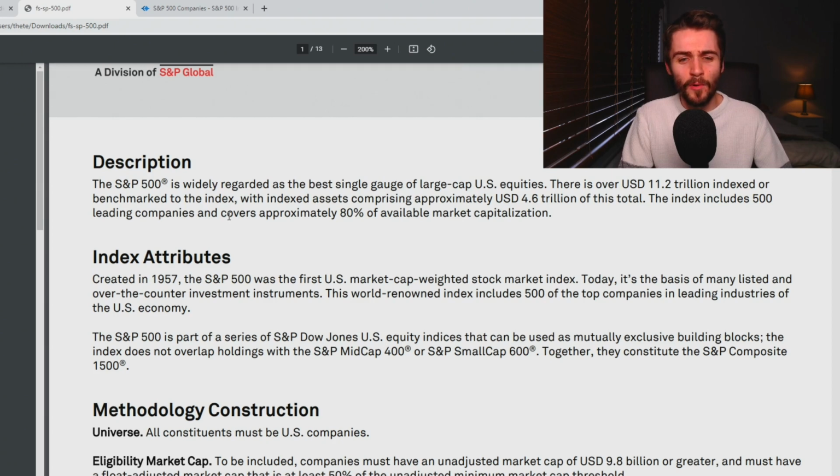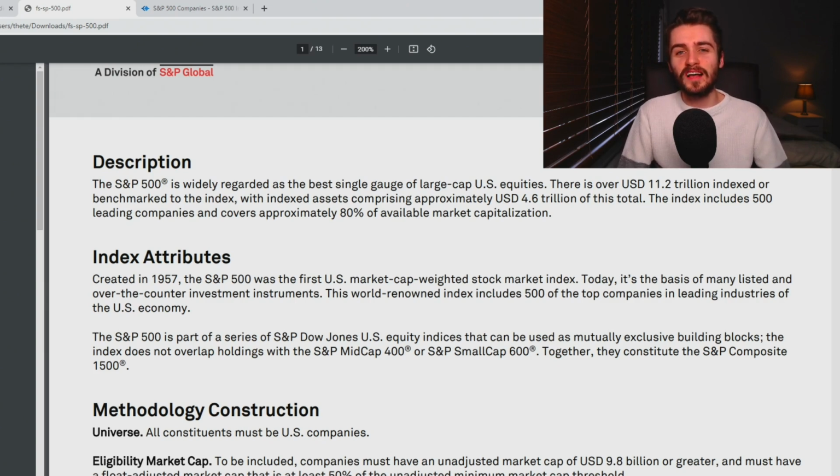Now we can see here that the report tells us that the index covers approximately 80% of available market capitalization, aka market cap. Market cap is effectively just the total value of a given company as determined by the stock market, and is calculated for the purposes of the index by taking the number of floating shares and multiplying it by the share price. So for example, if a company has a total of 10 million floating shares out there being bought and sold by investors in the market, and it has a current share price of $100 per share, well then the market cap of that company is $1 billion, i.e. 10 million shares multiplied by a $100 share price.